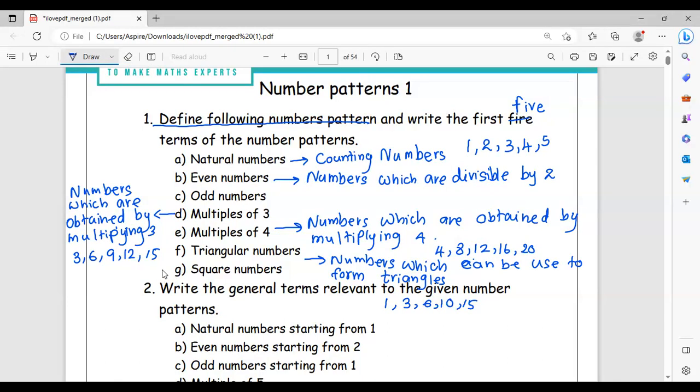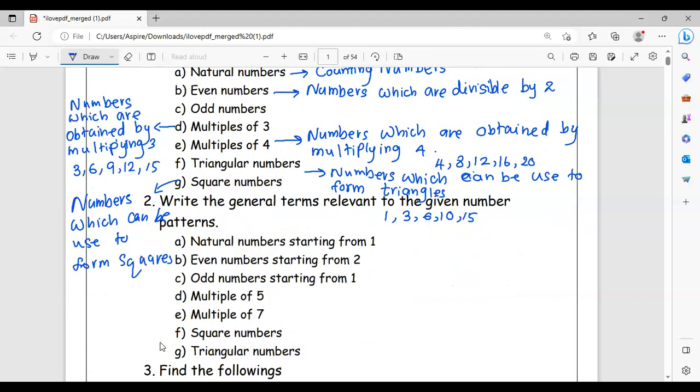Then, explain square numbers. Numbers which can be used to form squares. No? What are the first 5 terms of the square numbers? Can you remember? 1, 4, 9, 16, 25. No? Okay.